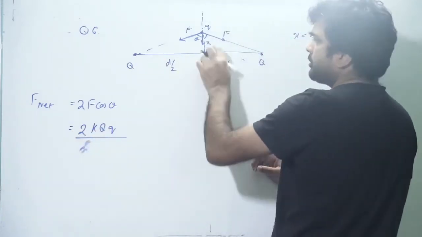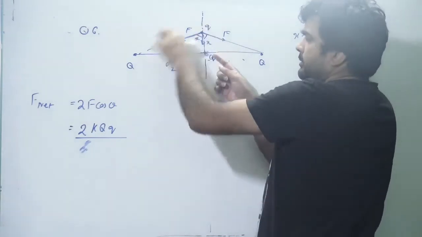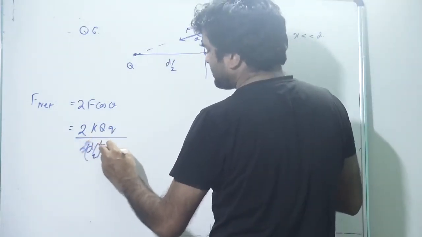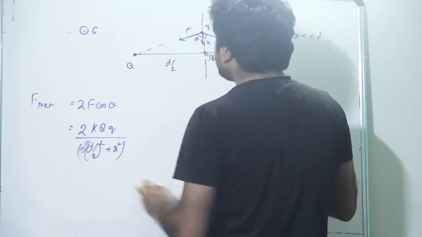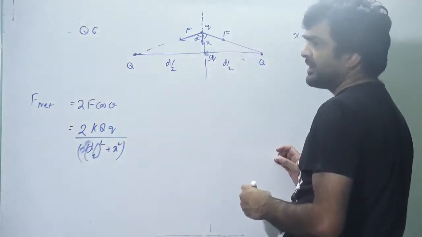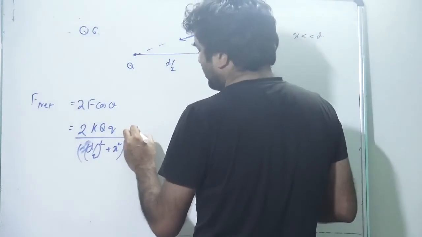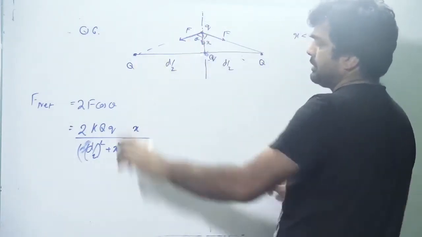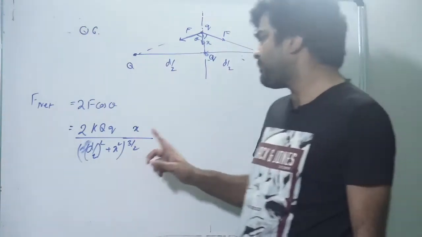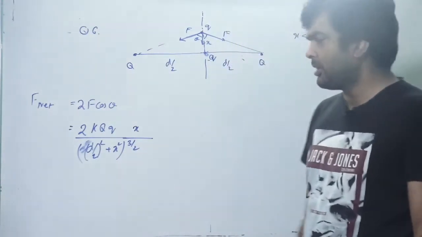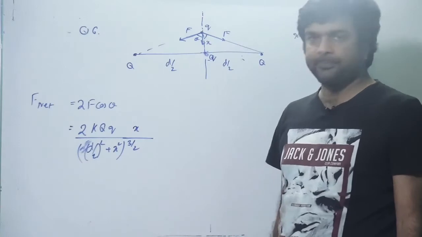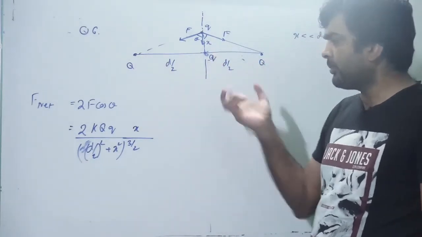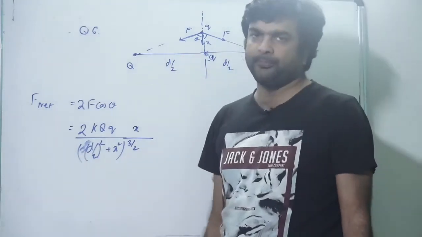This distance is how much? Cos theta is, this distance is d by 2 whole square plus x square into cos theta we have to do, and cos theta is x divided by under root of d by 2 whole square plus x square. So this derivation we have already done. We have done using the symbol a. Here the only difference is the symbol is d by 2.